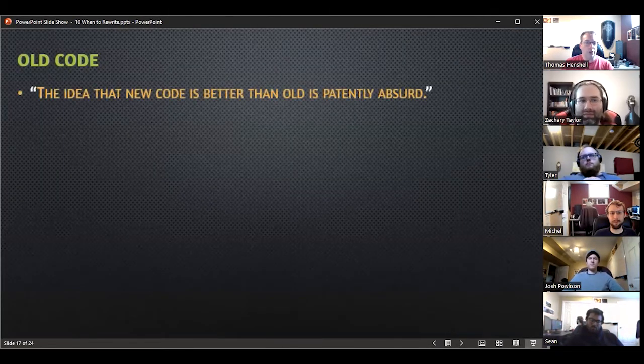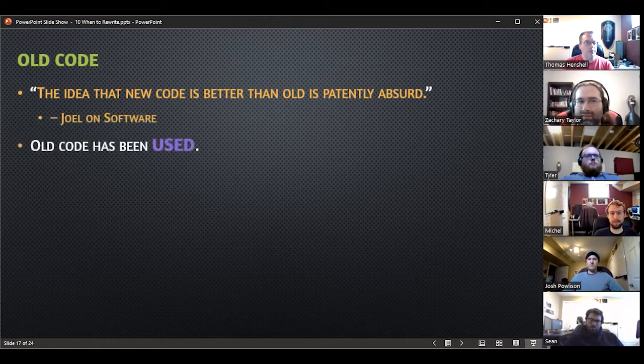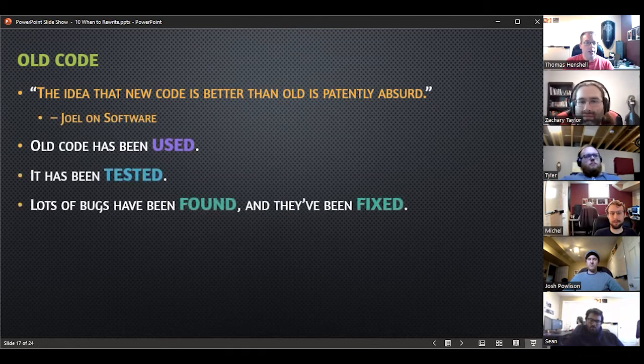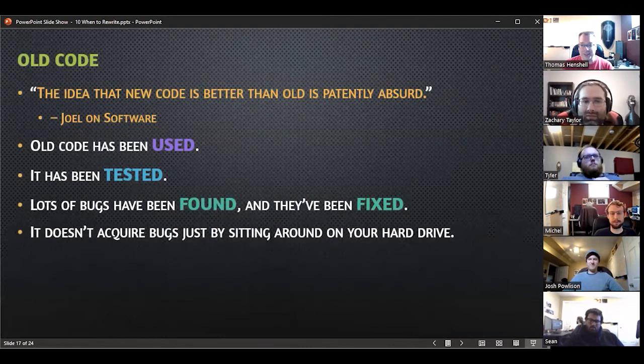So old code, this is Joel saying, the idea that new code is better than old is patently absurd. Old code has been used, it has been tested, and lots of bugs have been found and they've been fixed in that old code, right? You would have to go and look at a Git history in order to really know how many times this thing has actually been changed. You're just seeing it in its current state. Code doesn't acquire bugs just by sitting around on your hard drive. So just the fact that something is old does not make it bad.